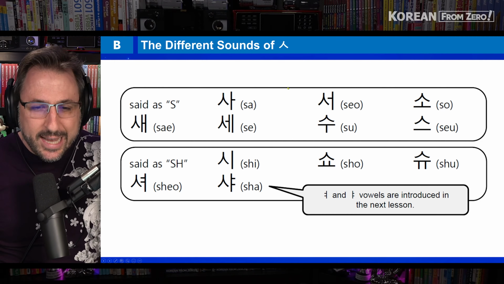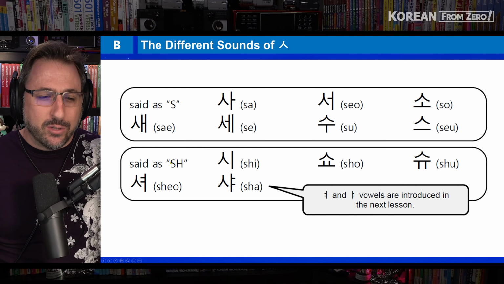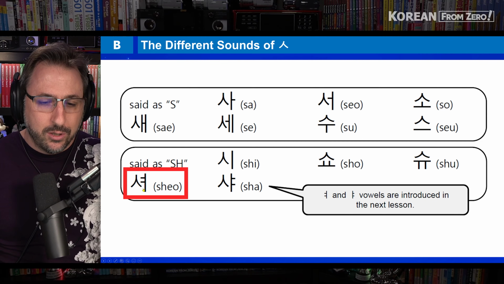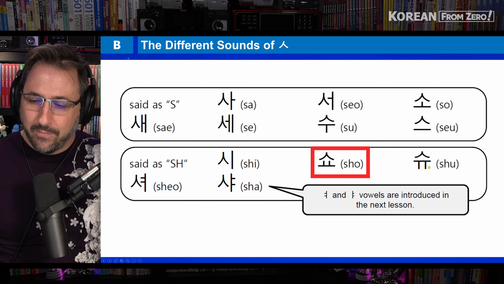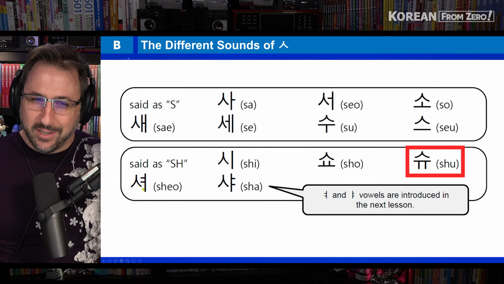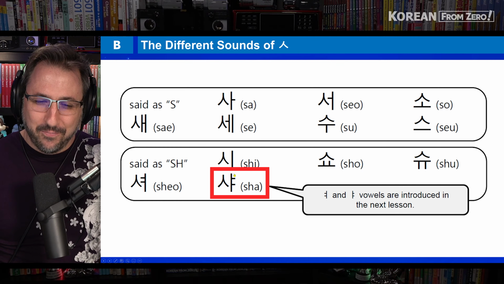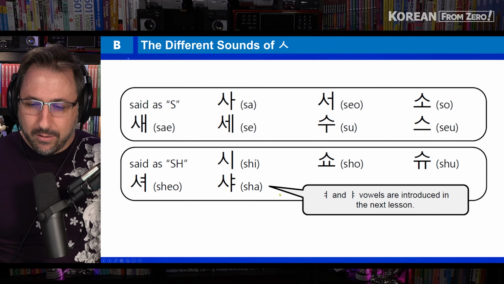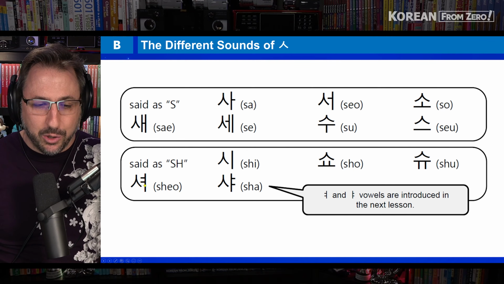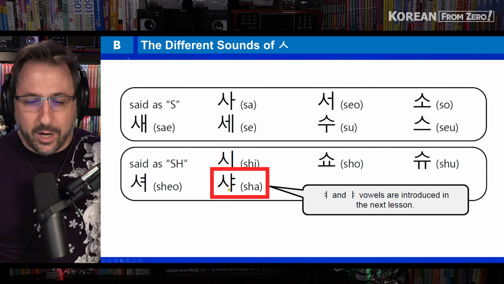All right, so these are all S sounds. Now let's look at sh sounds. 셔, 시, 샤, 쇼, 슈. Sounds Chinese, doesn't it? 셔, 샤, 시, 쇼, 슈. Now we haven't learned these yet, okay? But they're coming up. But I just wanted to show you 셔, 샤, before we got to them, okay?